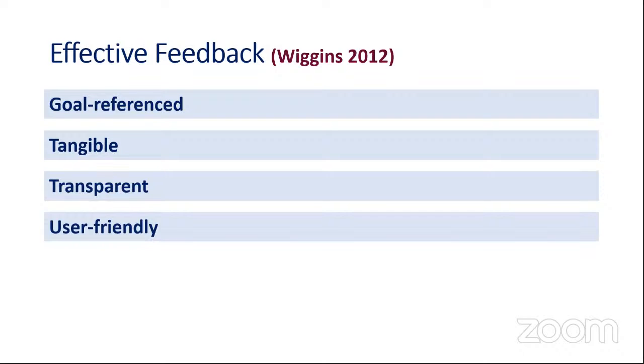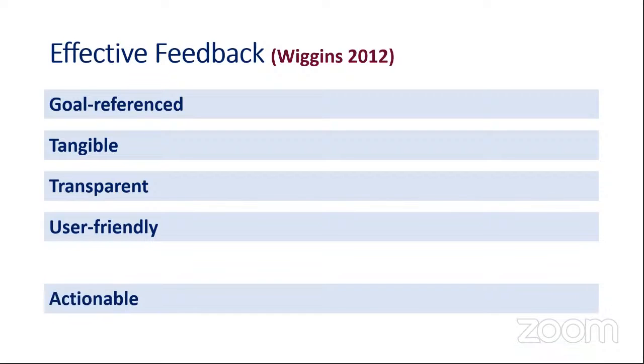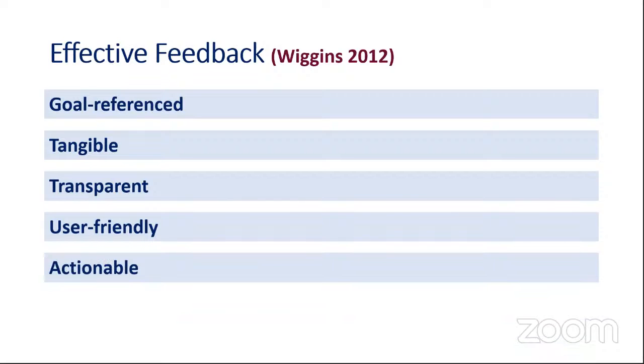We need to keep the feedback user-friendly. We use simple words. We use language which is friendly to the language learners' levels, backgrounds, interests, to the area where they are as language learners. Are they beginners? Are they intermediate? Are they advanced learners? So it should be user-friendly. It should be actionable. We need to give feedback that when students go through it, they could do something based on this feedback, to take action based on this type of feedback.